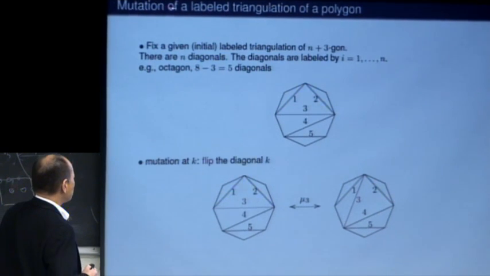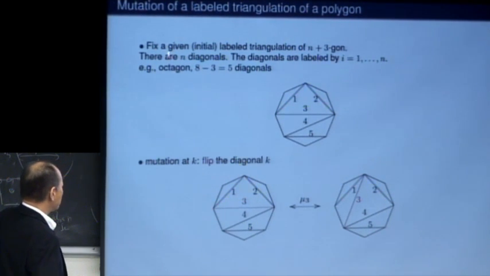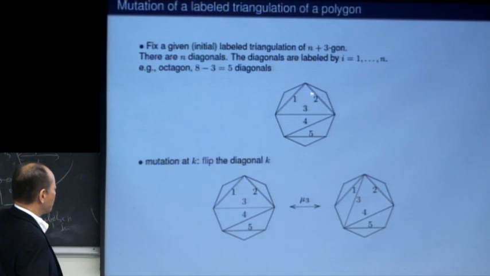On the other hand, let's talk about labeled triangulations. This was already explained in several talks, so I can skip it. We have a labeled triangulation, and you can make a flip. The important fact is that we now stick to this labeling.